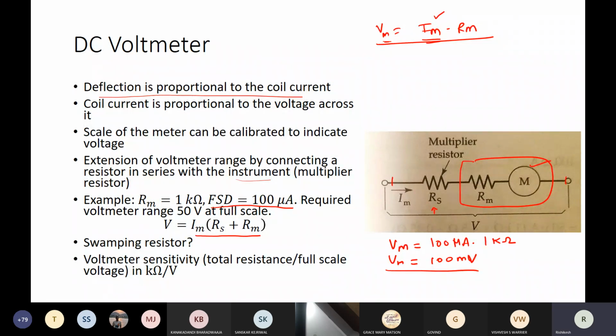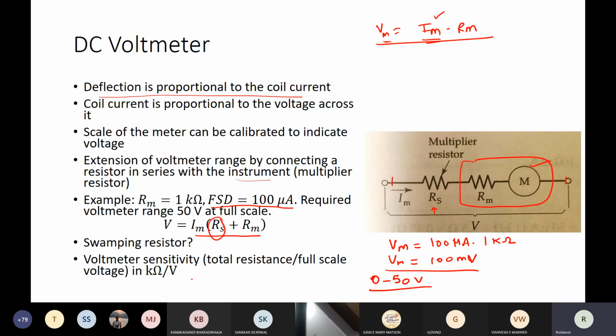So you want to extend the range. You want to measure the value from 0 to 50 volts. So you connect a series resistance here, right? So how will you calculate the value of the series resistance?